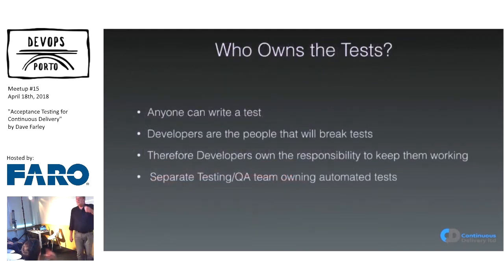One of the light bulb moments that I had, I was working on a big project, and we had a team, a separate testing and QA team that was looking after our functional tests. This is an absolutely classic. I would suggest that this is the most common practice for automated testing. This is what nearly everybody does if they do any automated testing. And I think it's a toxic anti-pattern.